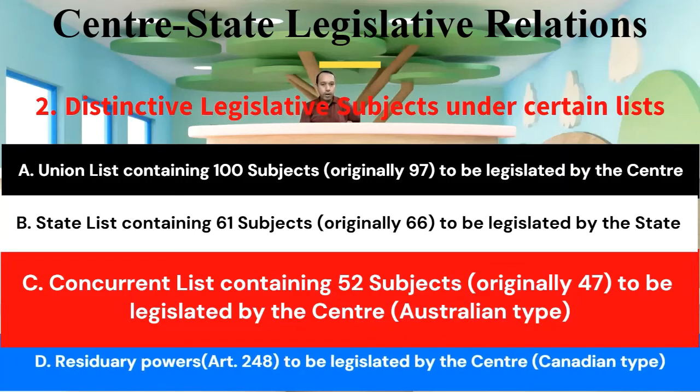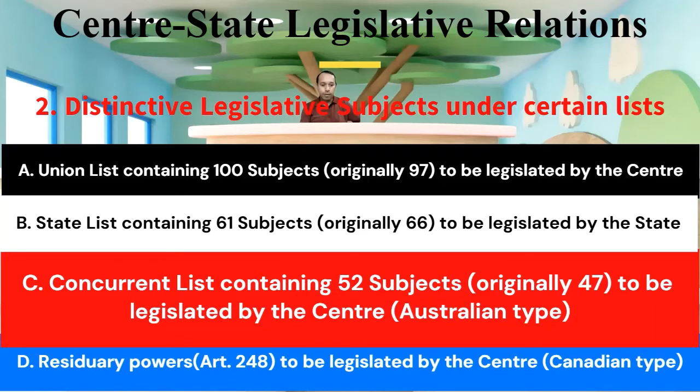Article 248 deals with another list of functions that is called residual powers. The functions which are not included in the above-mentioned three lists, namely the union list, state list, and the concurrent list, are included in the residual powers. And the Parliament has exclusive right over the functions of the residual powers.